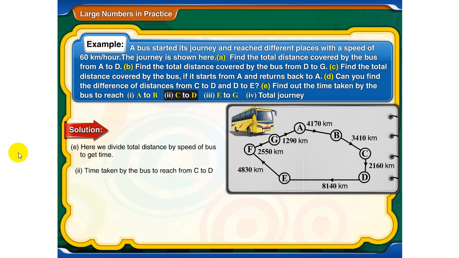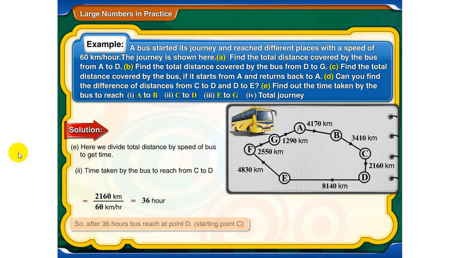2. Find out the time the bus takes to reach from point C to point D. For this, we divide the distance covered by the bus between C and D by the speed of the bus, that is, 2160 divided by 60 km per hour. We get 36 hours. So, after 36 hours, the bus reaches at point D starting from point C.